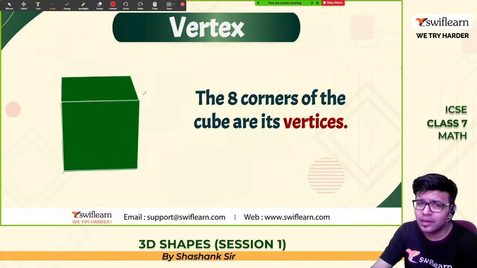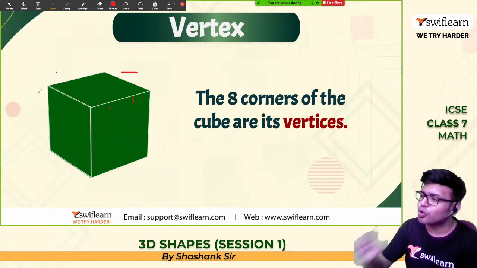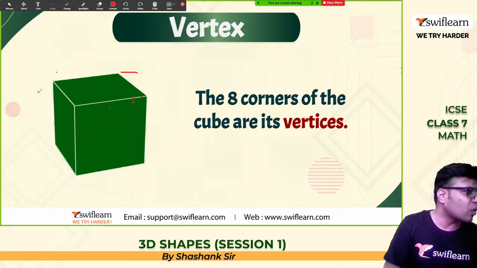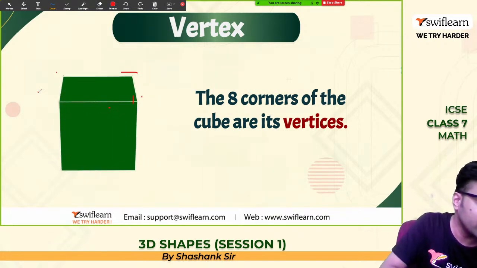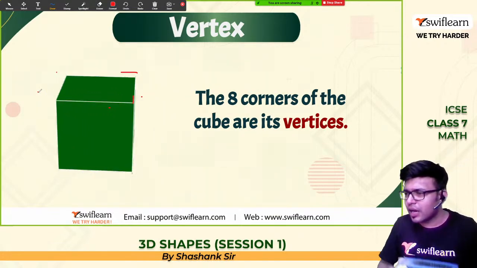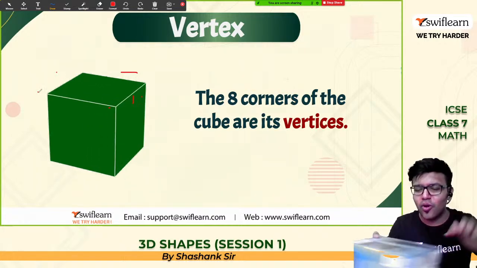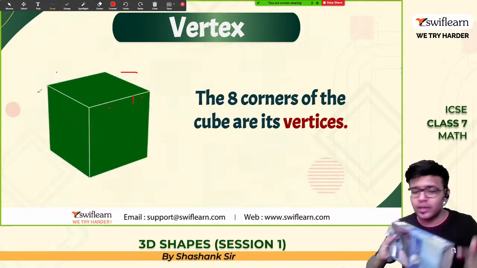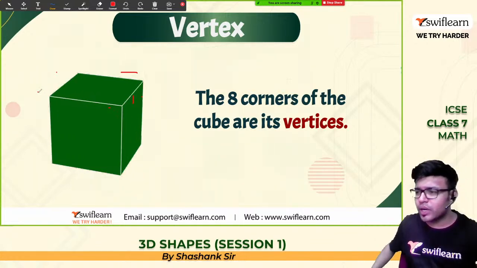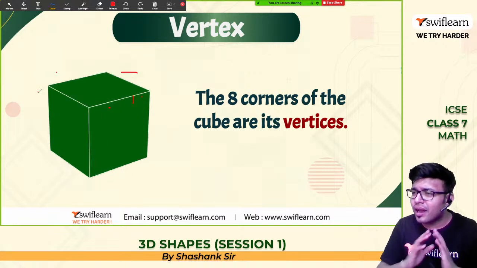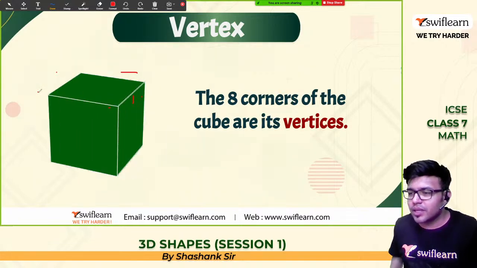So where are these corners? Can you see 1, 2, 3, 4 at the top? Those are vertices. Or let me take some object. Now assume this as a cuboid. See, these ends are called vertices. Singular is vertex, plural is vertices. So a cube or a cuboid has 8 vertices.